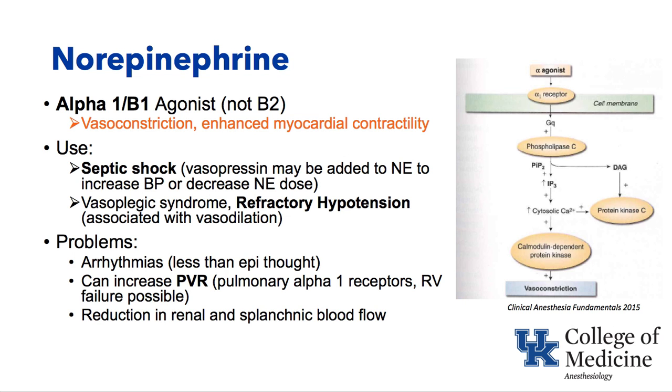There are vasoplegic syndromes that can occur, for example, after cardiopulmonary bypass, in which patients are not responding to catecholamines, and vasopressin may be used instead of norepinephrine in those cases, but norepinephrine may be one of the first drugs to use. There are some problems with norepinephrine. It is a catecholamine that can cause arrhythmias. It's thought to be less than epinephrine, though. It can increase pulmonary vascular resistance. Alpha-1 receptor agonism can constrict blood vessels. The pulmonary vasculature can be constricted when norepinephrine is started, and the RV may not like that, pumping against a higher resistance.